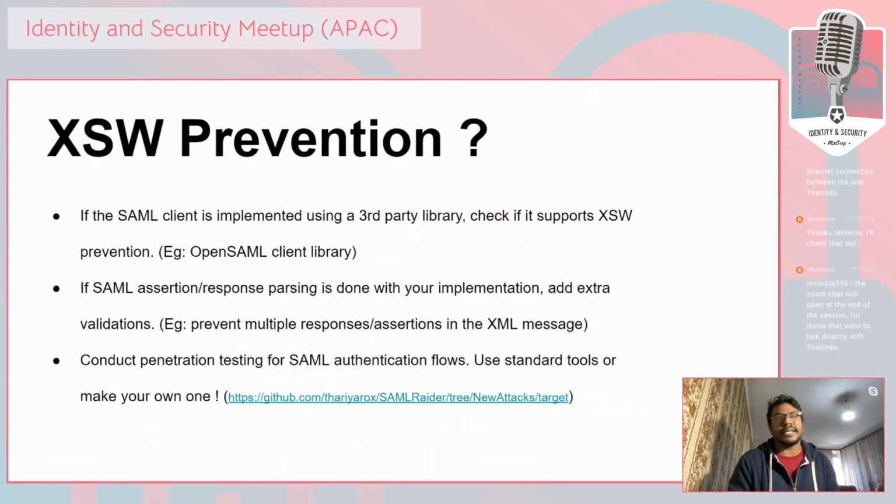some of these examples would be like checking if multiple responses are there, or checking if multiple assertions are there. If so, reject the message, because maybe in your case you only expect one assertion element to be present in the entire XML body, right?